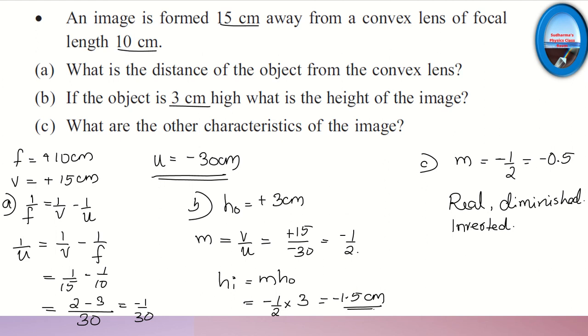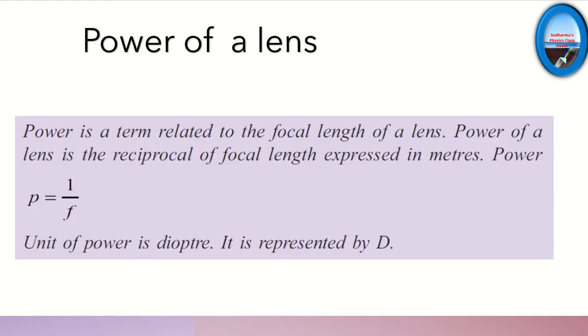Now we're going to wind up this lens portion by learning one more concept, that is power of the lens. The definition for power of a lens is very simple. It is the reciprocal of the focal length expressed in meters. So power P is equal to 1 by F. And the most important thing is that the focal length has to be expressed in meters.